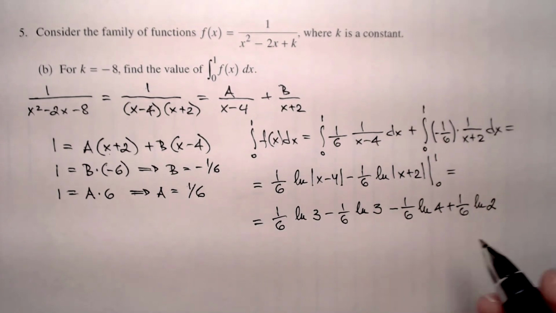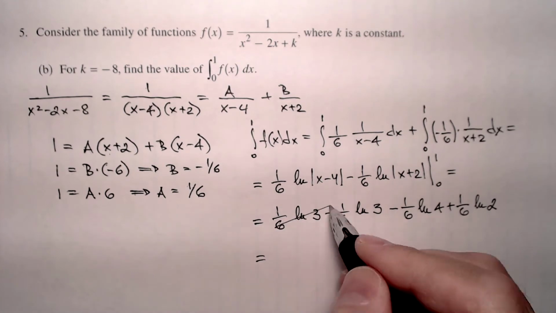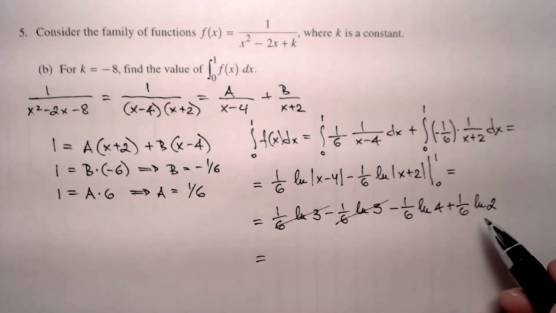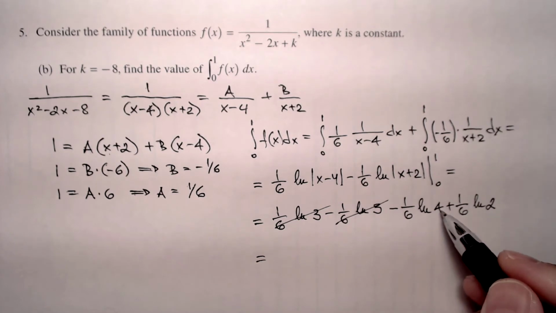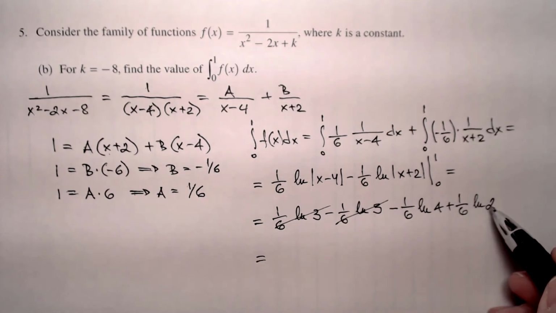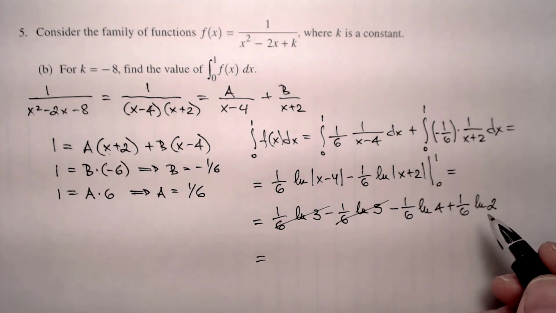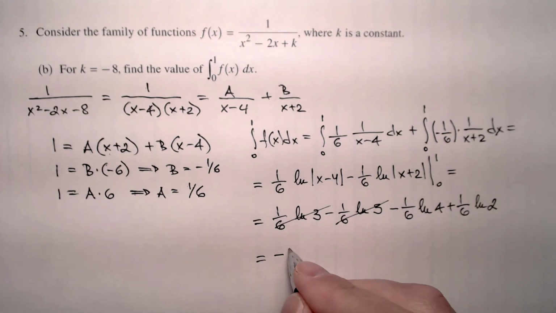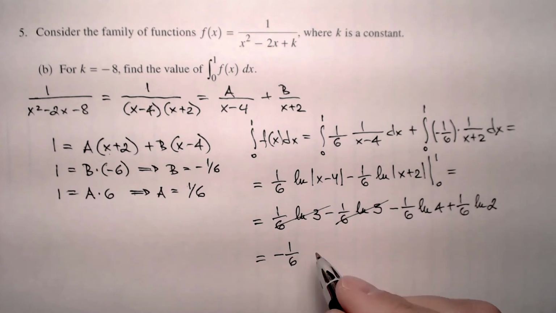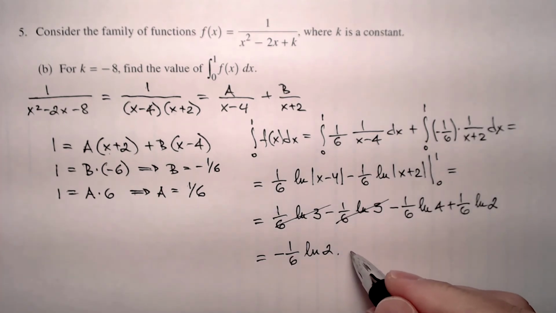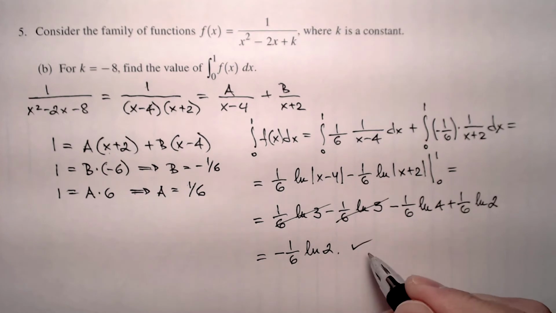So simplifying this, the ln of 3 terms cancel out, and then 1/6 ln of 4 divided by 2 will be ln of 2. So simplifying this, you can see that this is negative 1/6 ln of 2. And this is our final answer.